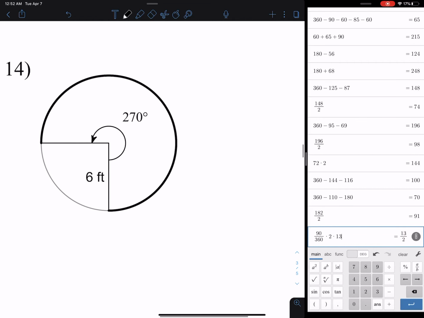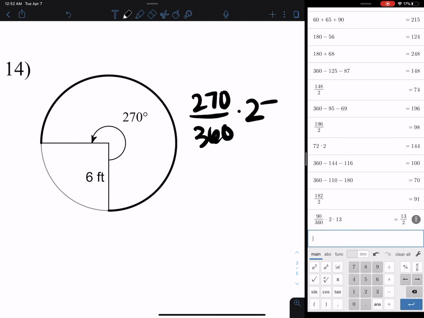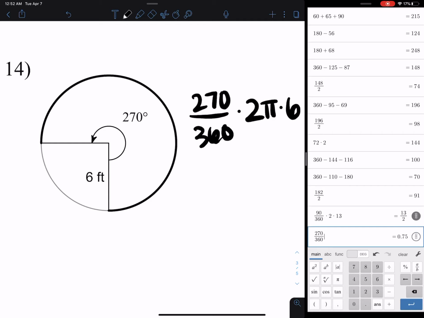The next one is 270 over 360 times 2 pi times 6. So I'm going to type this in the calculator. We do 270 over 360 times 2 times 6. And this tells us that it's 9. So our answer here is just 9 pi feet.